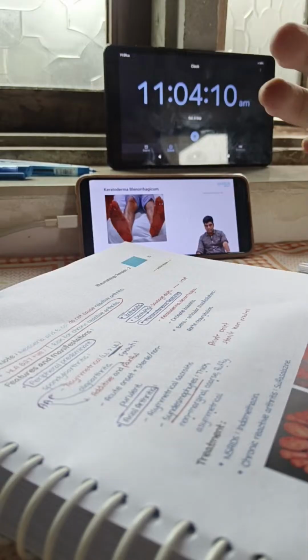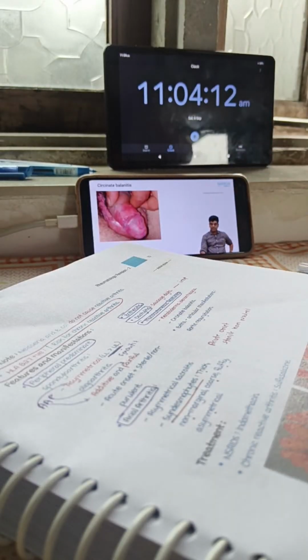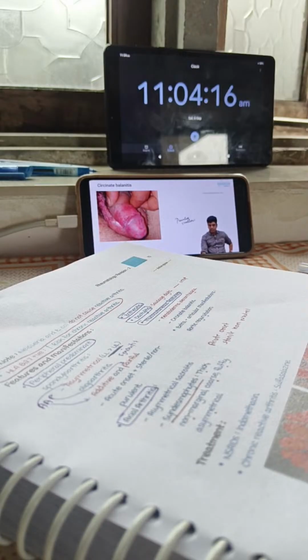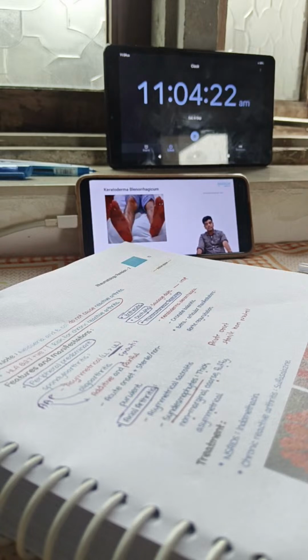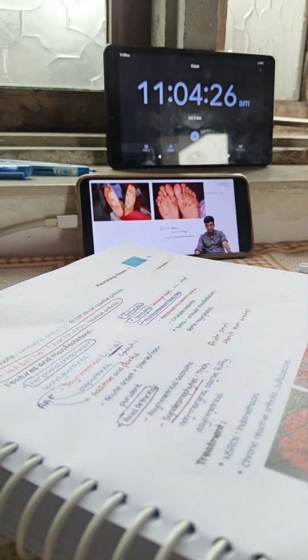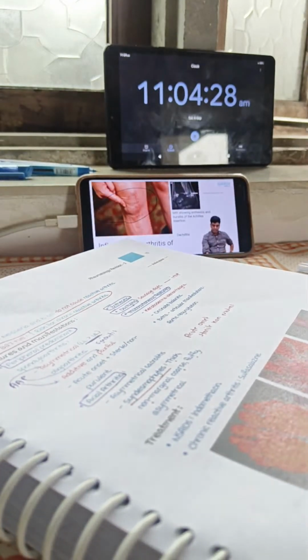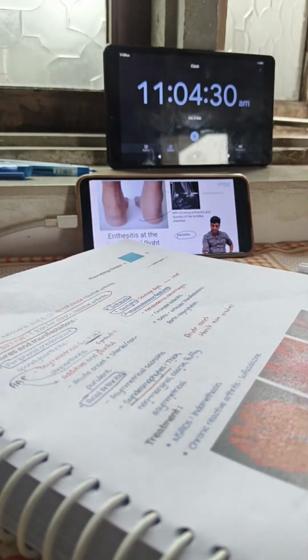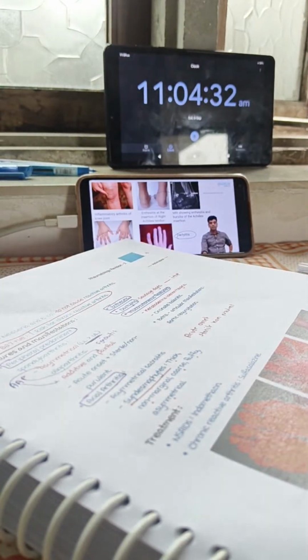And the second one is circinate balanitis. This is circinate balanitis, which is a painless, shallow erythematous ulcer of the glans penis. So never forget keratoderma blennorrhagicum and never forget circinate balanitis. Along with that, never forget dactylitis, sausage digit. Never forget this is arthritis of the knee joint, dactylitis, enthesitis, all these things.